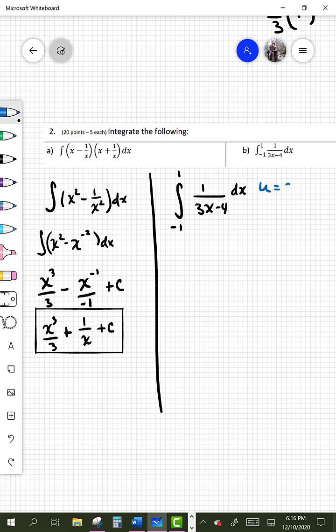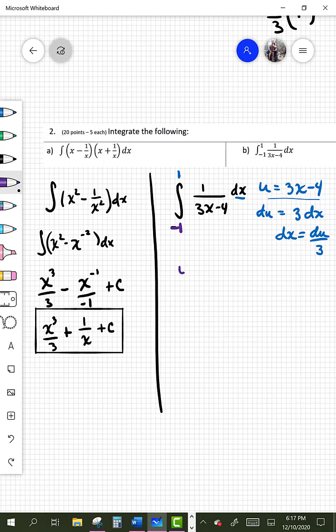Let u equal this 3x minus 4. Taking the derivative, we get du equals 3 dx. We want to solve for dx, so divide both sides by 3. We get dx equals du over 3. We can either change our bounds on our integration now, which I'm going to do, or we could wait and go back and resubstitute what we had chosen u to be. I choose to change it now.